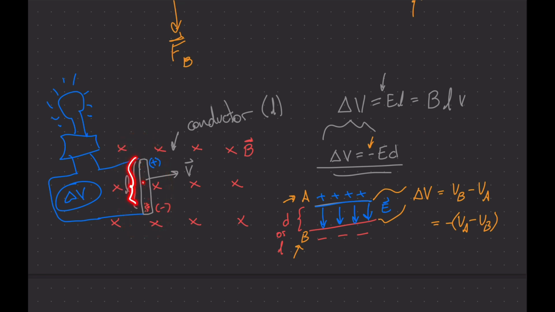It has a length L and it's moving with a velocity V inside a uniform magnetic field. The magnetic field is perpendicular to the velocity. So through the right-hand rule and the force equation, you develop this equation, and you can see that there's a potential difference developed between the ends of this conductor. So attaching a circuit to this will give you a voltage which produces a current.